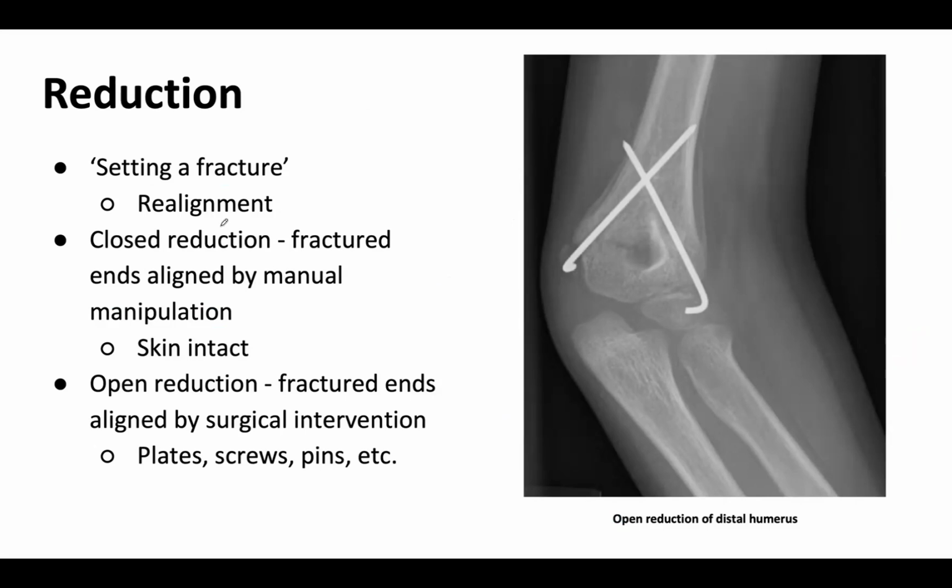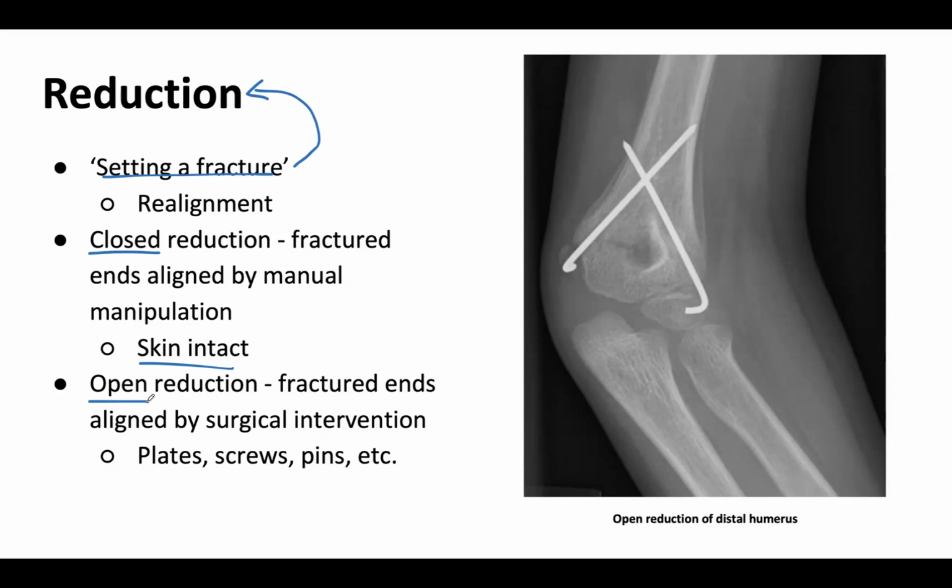So let's get a bit more into detail as to what setting a fracture actually means. This is clinically referred to as a reduction, which is just a realignment of those fragmented parts. So a closed reduction is when fractured ends are aligned by manual manipulation and the skin stays intact. So there's no need for surgery for a closed reduction.